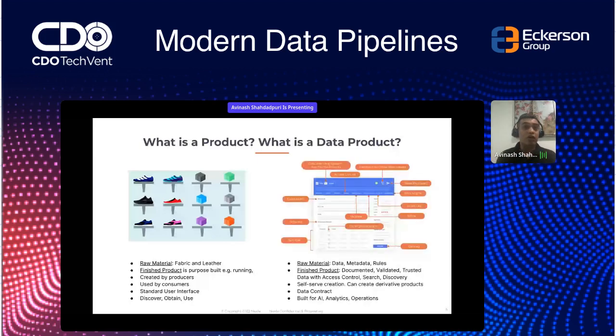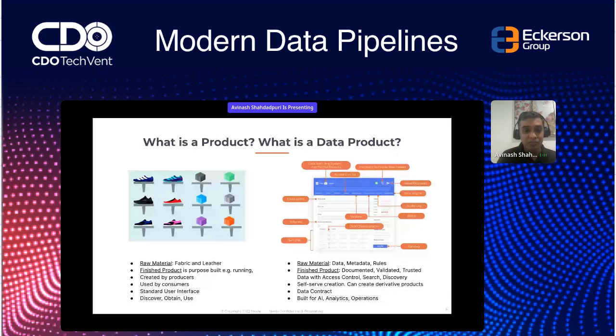So a data product, what's the raw material for a data product? Rows and columns of data are the raw material for a data product. There might be some business rules. What is the finished product? It's a product that can be consumed. It's a product that somebody can relate to, can build an algorithm on, can build an operational dashboard on, and stuff like that.